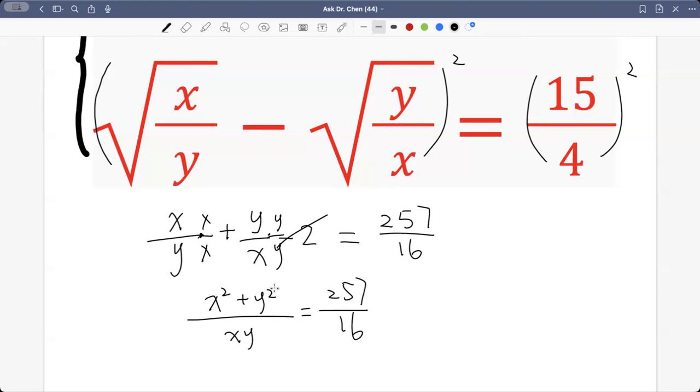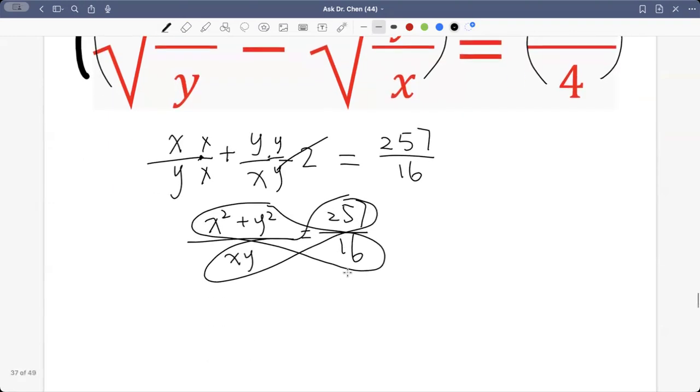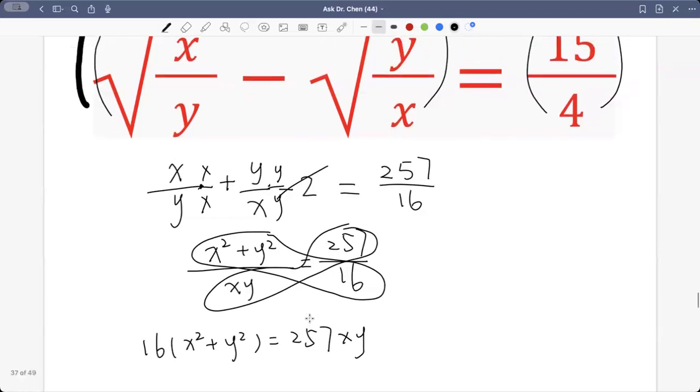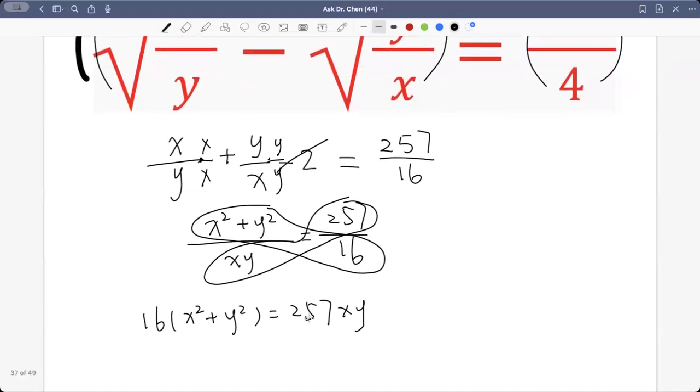Then cross multiply: 16 times this equals 257 times this. So we get 16 times x squared plus y squared equals 257 times xy. Okay, so we get this one from the second equation. Let's write this as equation 2.